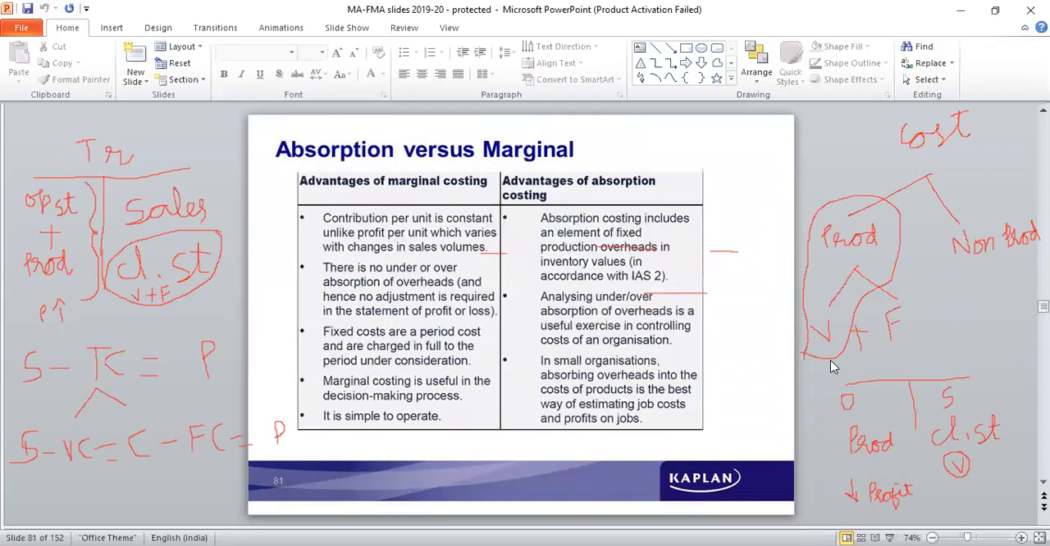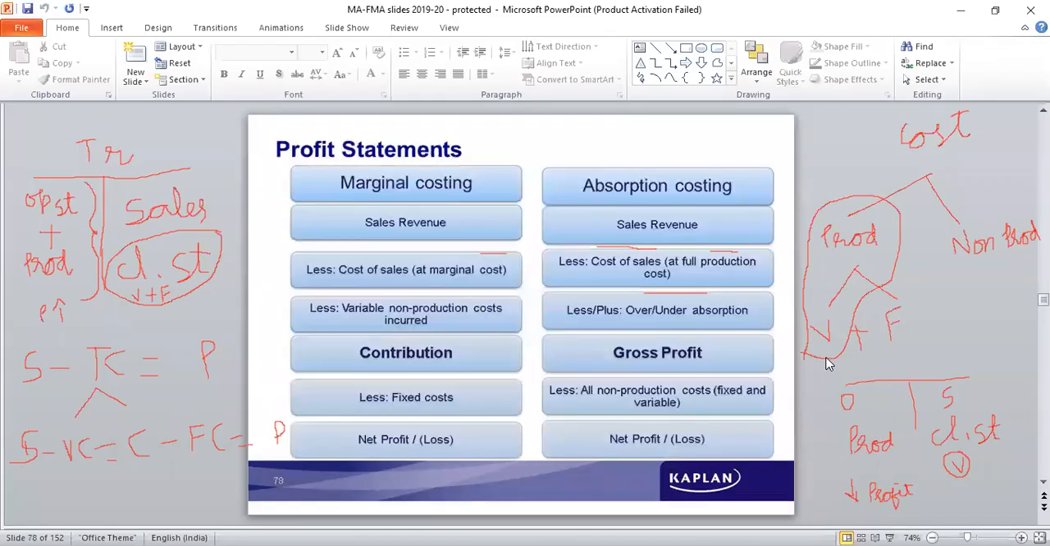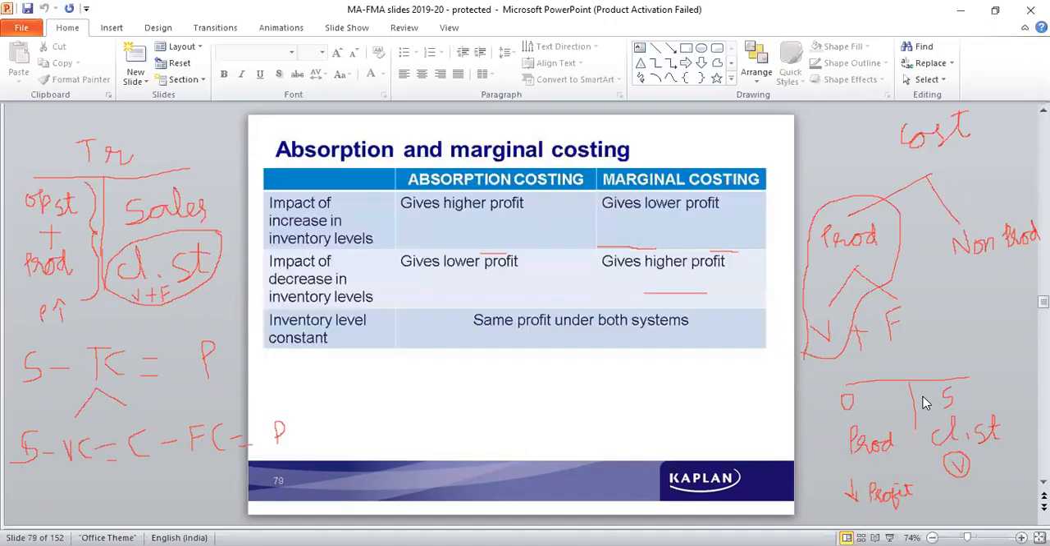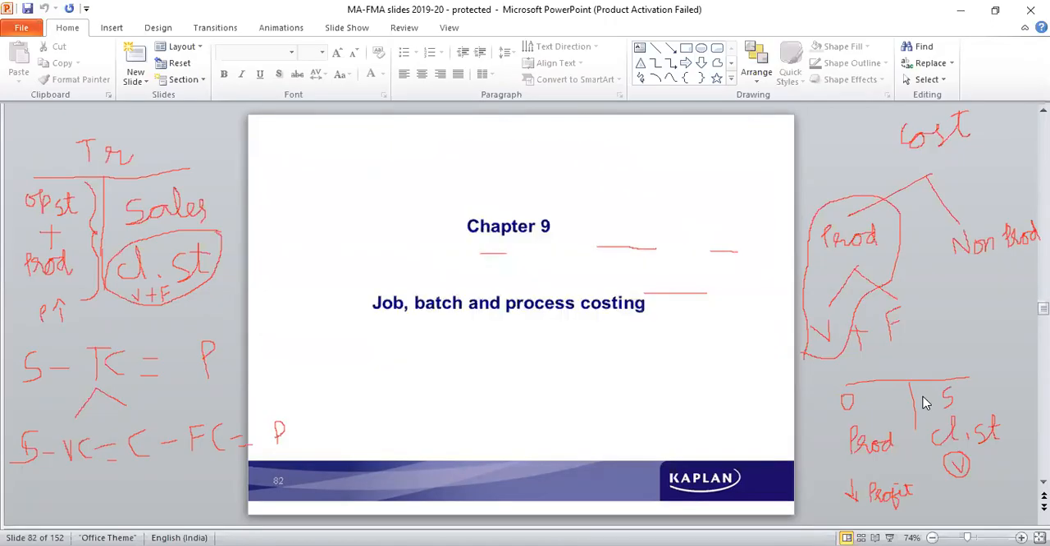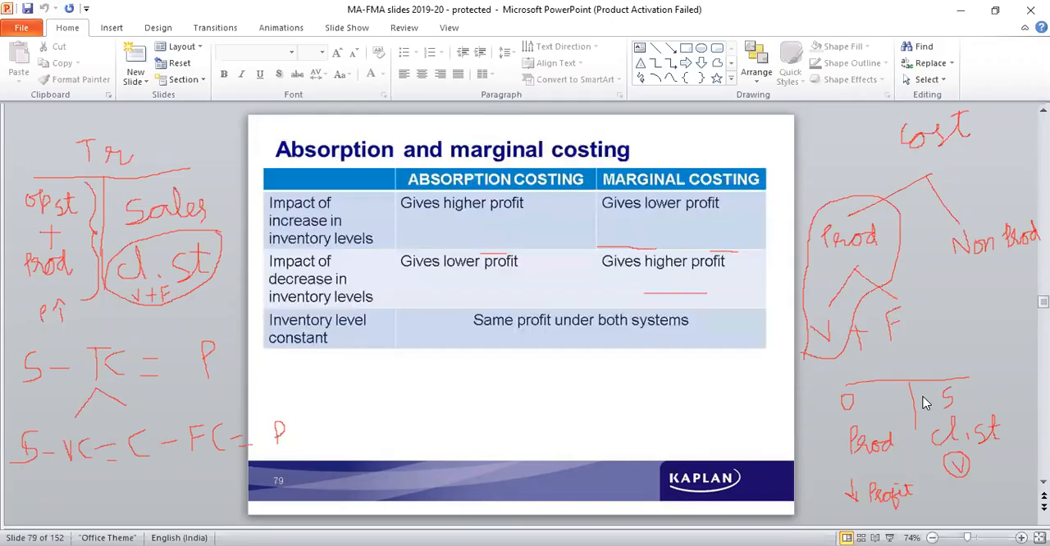Fine. On this note, we'll stop. We will further continue with the explanation about advantages under both the systems. At least one numerical question I'll make you work out in tomorrow's class. After we work out the points of difference between marginal costing and absorption costing, then we'll move to batch costing and process costing. Tomorrow we'll meet again and work out one question on absorption and marginal costing.